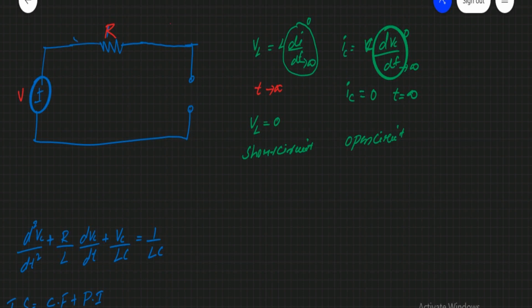Is there any current flowing in this? No, zero amount of current flows. If zero current flows, then the voltage drop across this resistor is 0 volt. But in the circuit we have applied some voltage V. So whatever voltage we apply, that total voltage will be dropped across the open circuit terminal. This open circuit terminal is nothing but your capacitor. So can I consider Vc is equal to V? Yes. So at t equal to infinity, the steady state response of this total RLC circuit is equal to V.